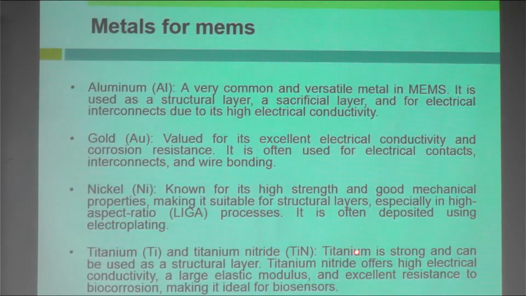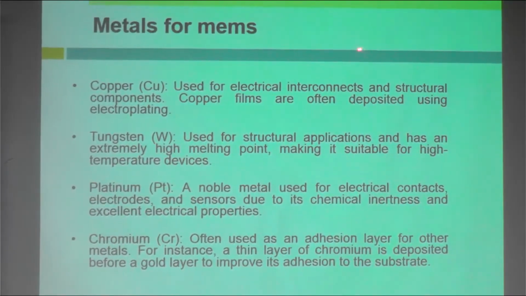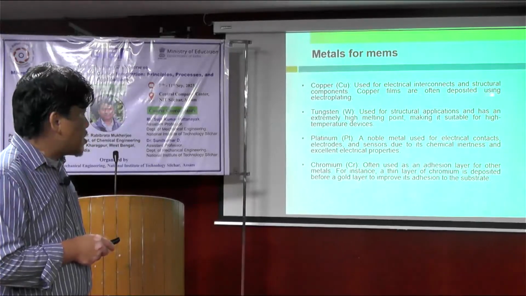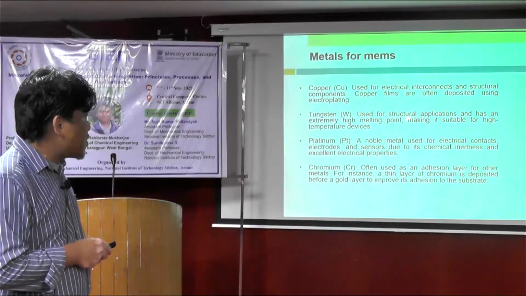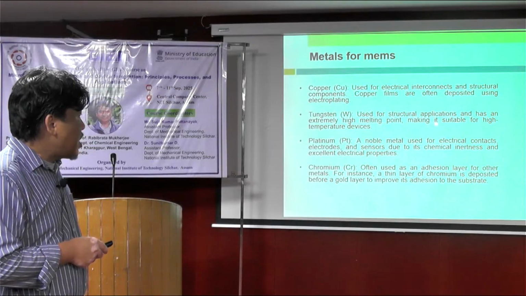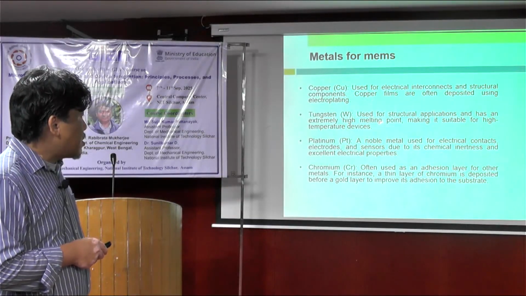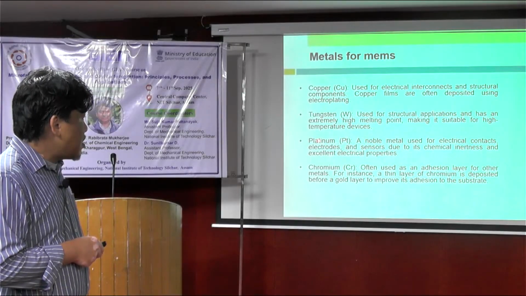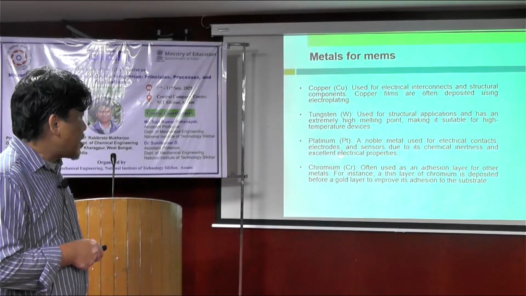And titanium nitride. Titanium is strong and can be used as a structural layer. Titanium nitride offers high electrical conductivity, a large elastic modulus, and excellent resistance to biocorrosion, making it ideal for biosensors. Next material is copper, used for electrical interconnects and structural components. Copper films are often deposited using electroplating as well. Then tungsten, another material which is quite stable, used for structural applications and has an extremely high melting point, making it suitable for high temperature devices. So we can choose accordingly to the purpose of the design or the use of the material. And platinum is quite expensive, but it's a noble metal used for electrical contacts, electrodes, and sensors due to its chemical inertness and excellent electrical properties.